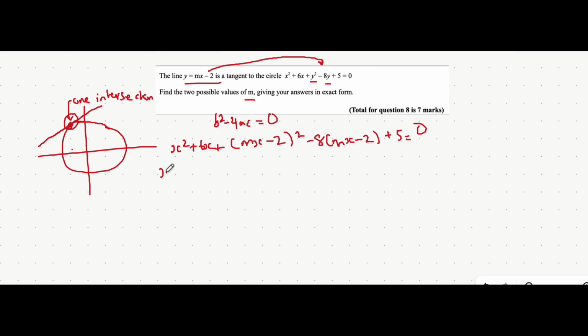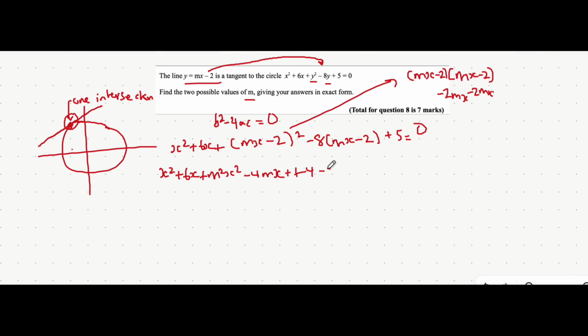Great. Now, if we think about this double bracket here, (mx minus 2) all squared, when you're squaring a bracket, what you're doing is you're multiplying it by itself. So we can write out two brackets with the same terms inside. mx times mx is m squared x squared. mx times minus 2 is minus 2mx. And actually, if you multiply minus 2 and mx again, you'll get another minus 2mx. So they're like terms, so you can combine those together to form minus 4mx. Lastly, minus 2 times minus 2 is plus 4.